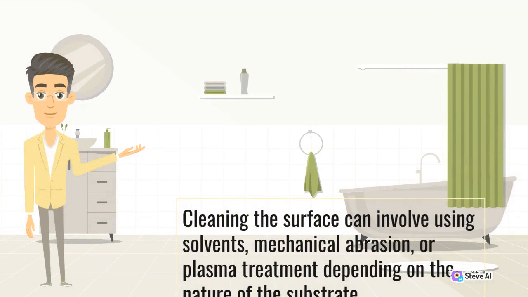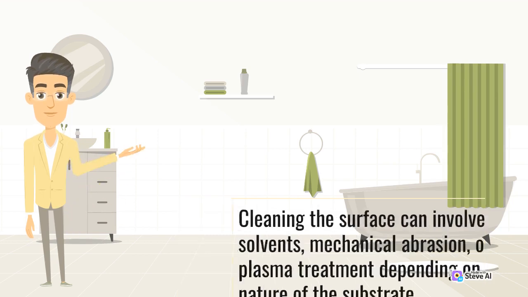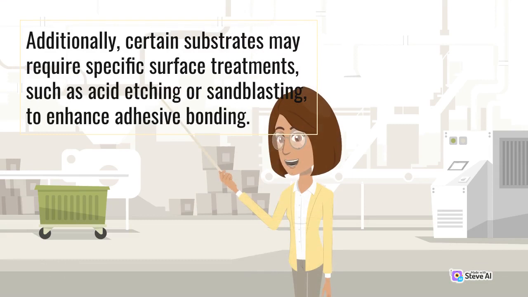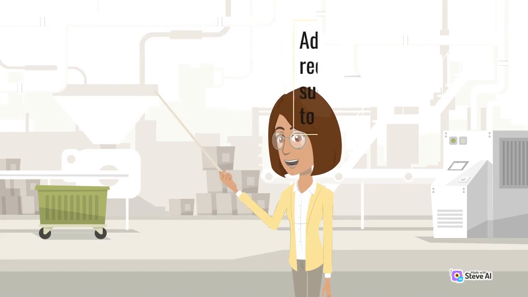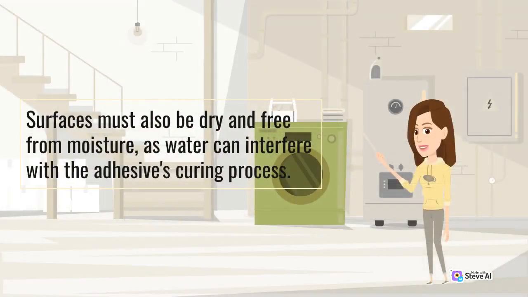Cleaning the surface can involve using solvents, mechanical abrasion, or plasma treatment depending on the nature of the substrate. Additionally, certain substrates may require specific surface treatments, such as acid etching or sandblasting, to enhance adhesive bonding. Surfaces must also be dry and free from moisture, as water can interfere with the adhesive's curing process.